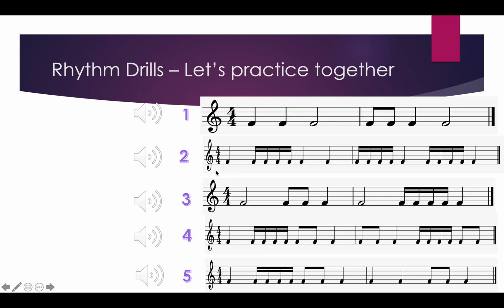1, 2, 3, 4. Ta, ticka, ticka, ta, ta, ticka, ticka, ta, ticka, ticka, ta. Again. Number 3. Let's clap rhythm number 3 3 times together.